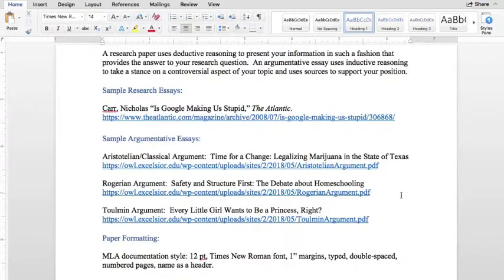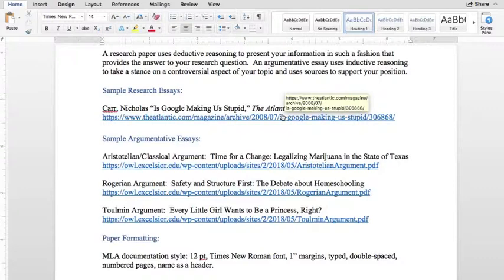So just a heads up here, your research essay, if you choose to write a research essay, you're just answering your research question. That's it. You're saying, here's all the sources. This is the answer I've come up with based on everything that I've looked at in my research, right? Now, for the argumentative essay, there's three ways that you could do this.